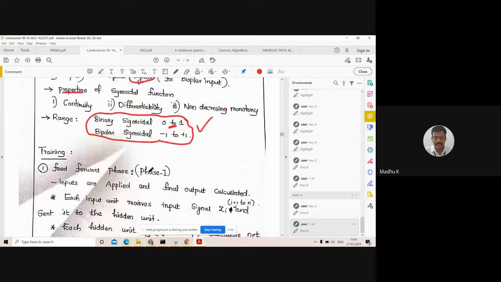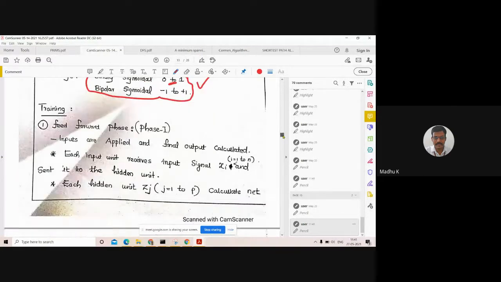As I told, there are three phases. One is the feed forward phase. It is phase one, and in phase one, inputs are applied and the final output is calculated. Each input unit receives the input signal xi, i equal to 1 to n, and sends it to the hidden unit.